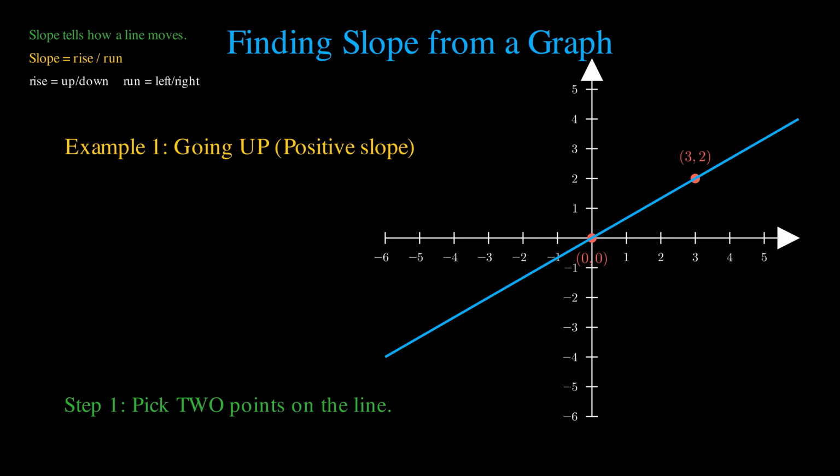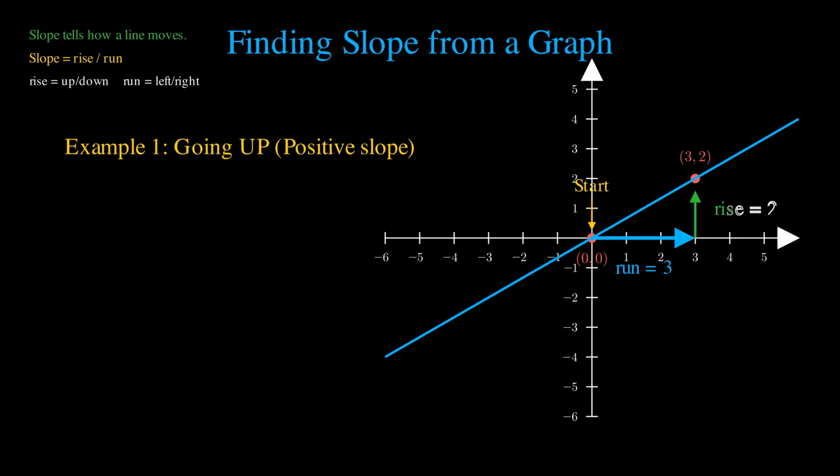Step 1, pick 2 points on the line. Step 2, always start at the left point. Step 3, count the run by moving left to right. Here the run is 3 units to the right. Step 4, now count the rise by moving up or down. The line goes up 2 units.